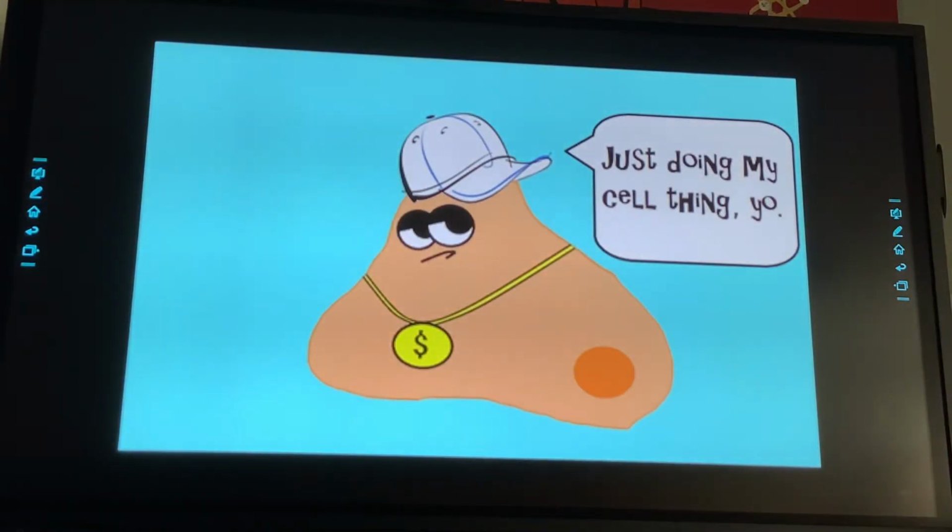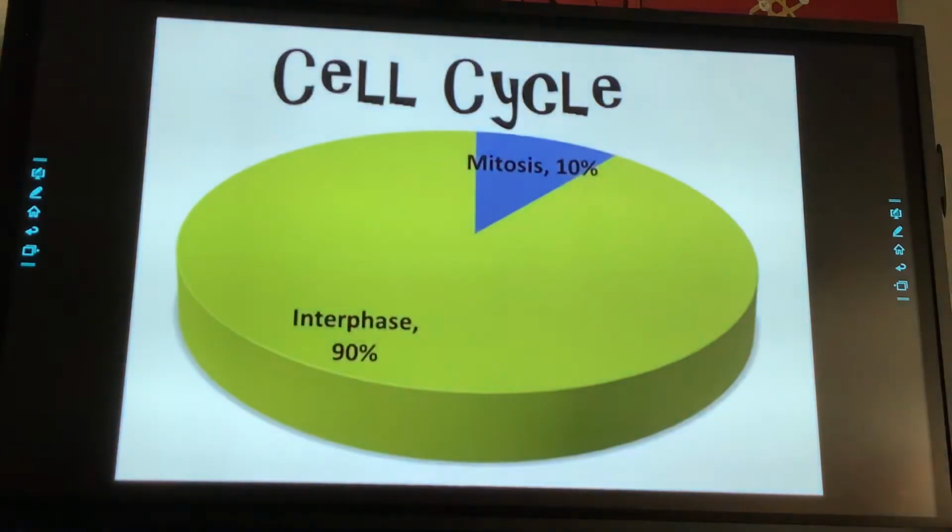That's what it spends most of its time doing. But mitosis is a very short amount of time. But during that time, it's a very important process because this is where it is going to divide.